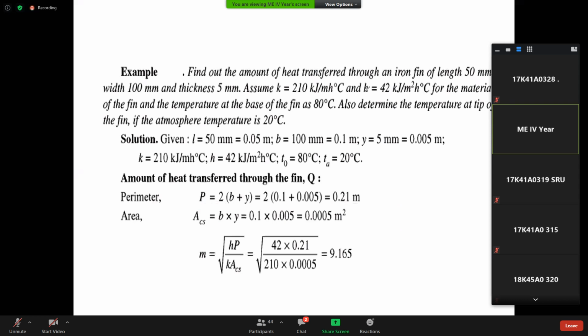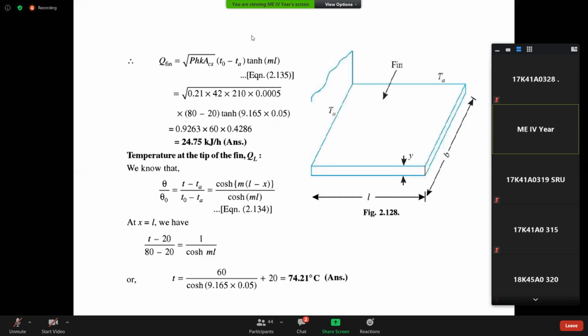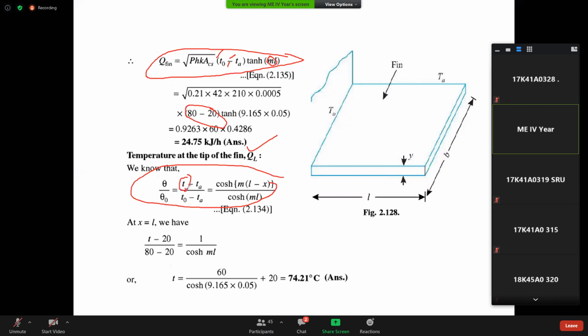So here we need to calculate the temperature at the tip. We already derived that Q fin is equal to root over hPkA into (T0 minus T infinity), right? This temperature is known and these values are known. I can calculate the m value, root over hP by kA, because all these things are available, and the temperature differences are given. So I'll get kilojoule per hour, which I can convert into kilojoule per second, in watts. We know the temperature profile. I am supposed to calculate this temperature, which is nothing but Tx.